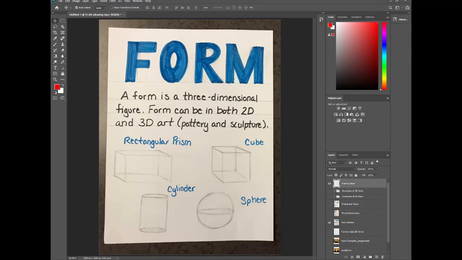Okay? Form can be both 2D, so it can be created on a flat surface, like on a piece of paper or a painting, and it can look 3D like that, or it can actually be done in 3D art, such as sculpture and pottery. Those are forms of art where you can actually hold the artwork in your hand and you can see the form in all directions when you look at the art piece. While something that's 2D on a piece of paper, you can only see looking in one direction. Okay?